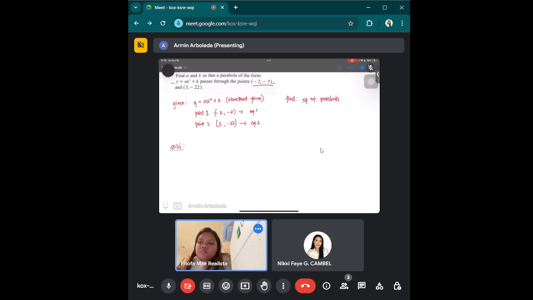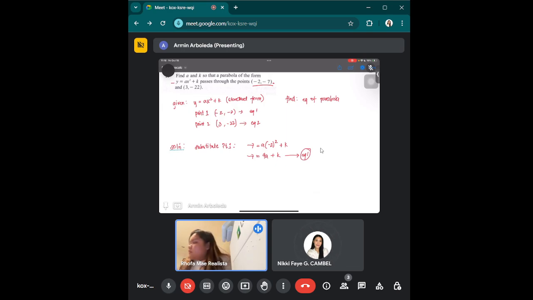First, we're going to substitute point 1. What's our y? It's going to be 7, equals a times negative 2 squared plus k. Simplify it. What's negative 2 squared? That's going to be 4. So we now have our first equation. Let's label it as equation 1.